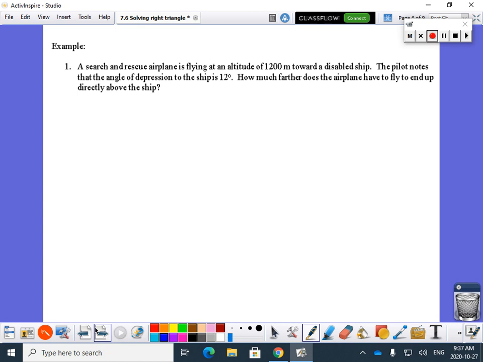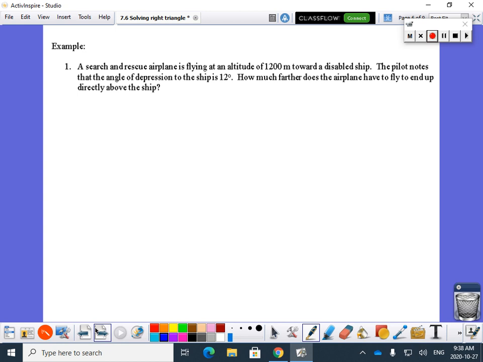So a search and rescue airplane is flying at an altitude of 1,200 meters towards a disabled ship. You guys ever been on a plane and you bring up the map and it says the altitude at which the plane is at? So really that's the height off the ground. The pilot notes that the angle of depression to the ship is 12 degrees. How much further does the airplane have to fly to end up directly above the ship?